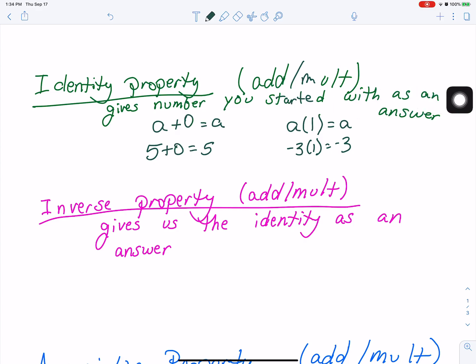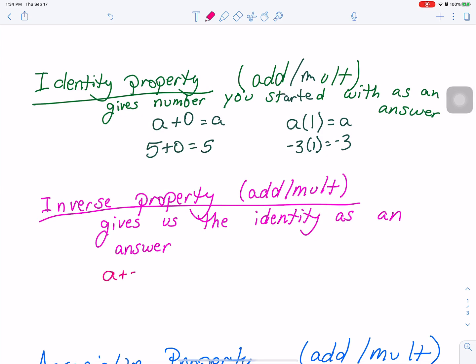If we look at inverse, inverse is how we get back to the identity. So our identity is an answer. So A plus negative A equals 0, or 3 plus negative 3 equals 0. So it's always going to equal whatever that identity is.